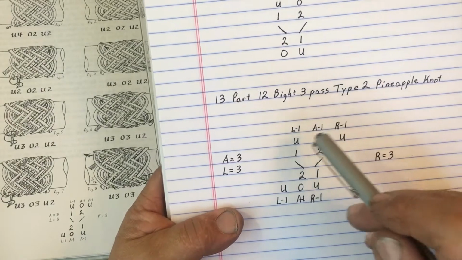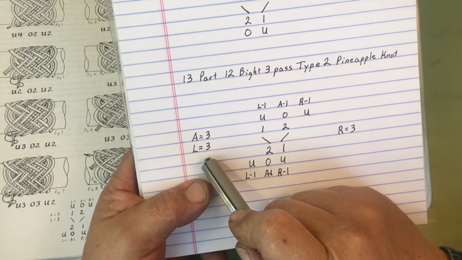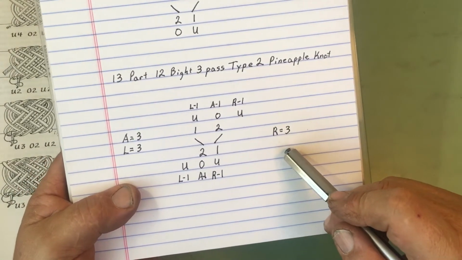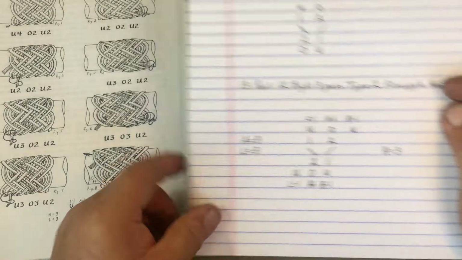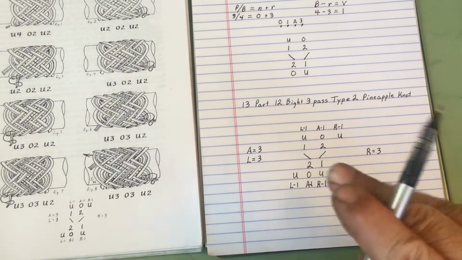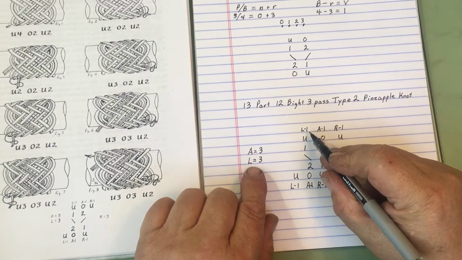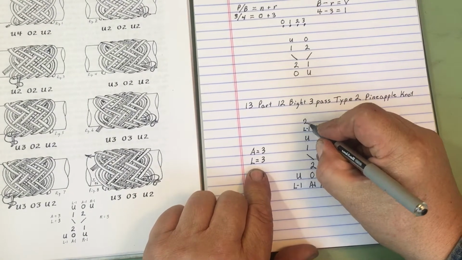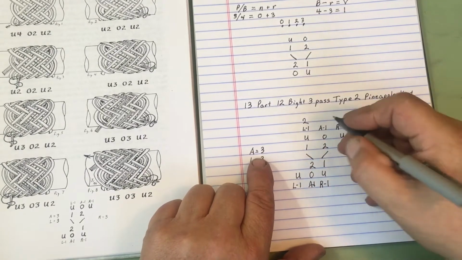That makes our interweave knot on bight boundary 3 on the left and bight boundary 3 on the right. So with those values, L minus 1 will be 2. A minus 1 is 2.